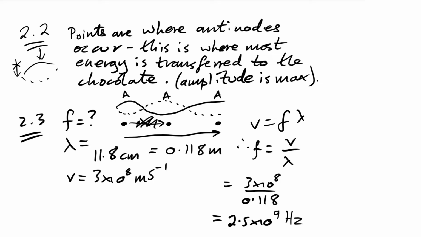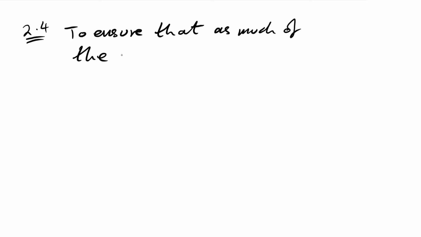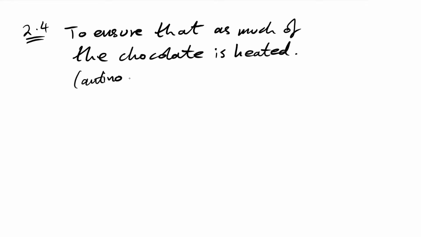Even though our wavelength was to 3 sig figs, technically, if you look at our formula sheet, the speed of light is given to 2 sig figs. So that means we have to give our answer to 2 sig figs. So why do we want the table to turn? To ensure that as much of the chocolate or whatever food we have is heated. Otherwise we just have really hot points in our food, and actually you still do get that in your microwaved food. And we can say antinodes move relative to the food.